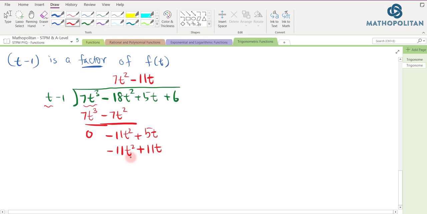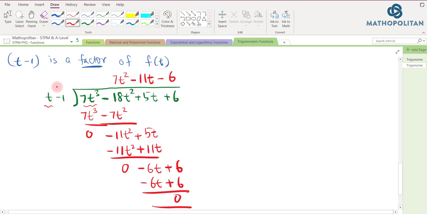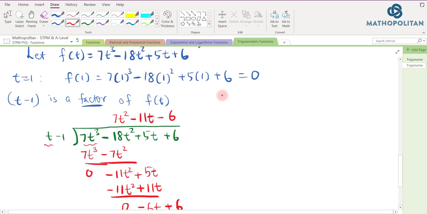So 5t, this is 0. And then 5t minus 11t is negative 6t. And then we bring down the constant, so that's plus 6. So finally, negative 6t divided by t would be minus 6. So minus 6 times t is negative 6t. Negative 6 times negative 1 is plus 6. So we get a remainder of 0. So that shows that this t minus 1 is really a factor of function f.